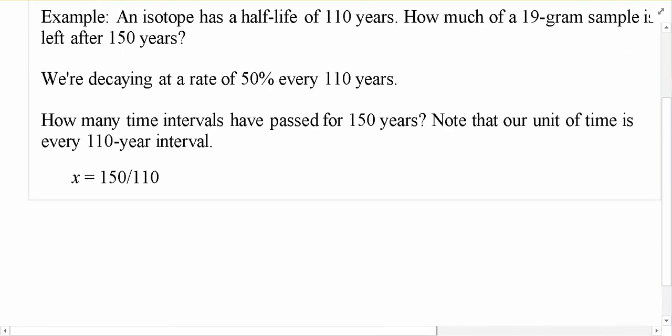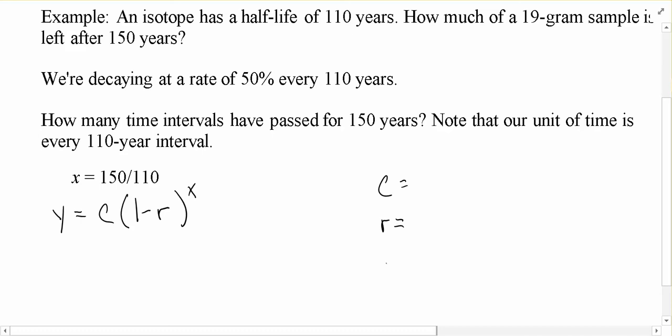So this is going to be an exponential decay situation. So let me write out the formula. Same formula of exponential decay as we've used before. So we've got the C, we've got the R, we've got the X. Now in this example, we started with a 19-gram sample. So that's the C is 19 grams.